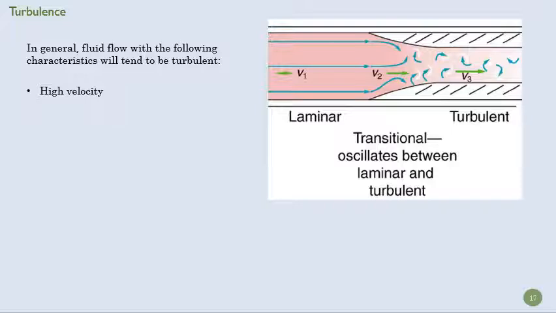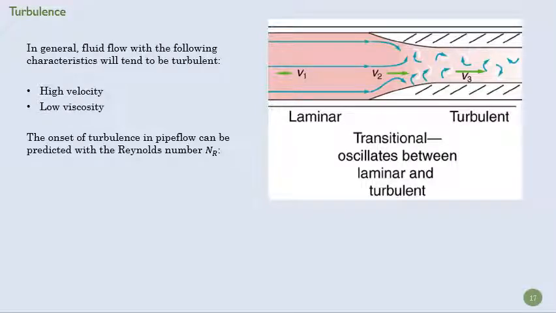And we can define this across a whole bunch of different fluids by noting that high velocity causes turbulence and low viscosity causes turbulence. If we have a high viscosity, it's easier to stay in laminar flow because the fluid doesn't want to go in crazy directions. It wants to go in the easiest way possible. So the onset of turbulence can be defined by what's called a Reynolds number.